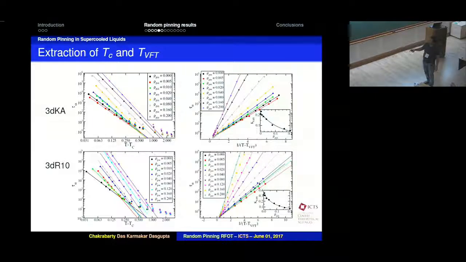And so what we see is that as you increase the pinning fraction, the fragility of the supercooled liquid decreases. So the liquid becomes stronger, or in other words, the activation energy becomes a weaker function of temperature than the unpinned liquid. So this is the main result which is obtained from this. We have similar plots for 2D, which I have not shown here.